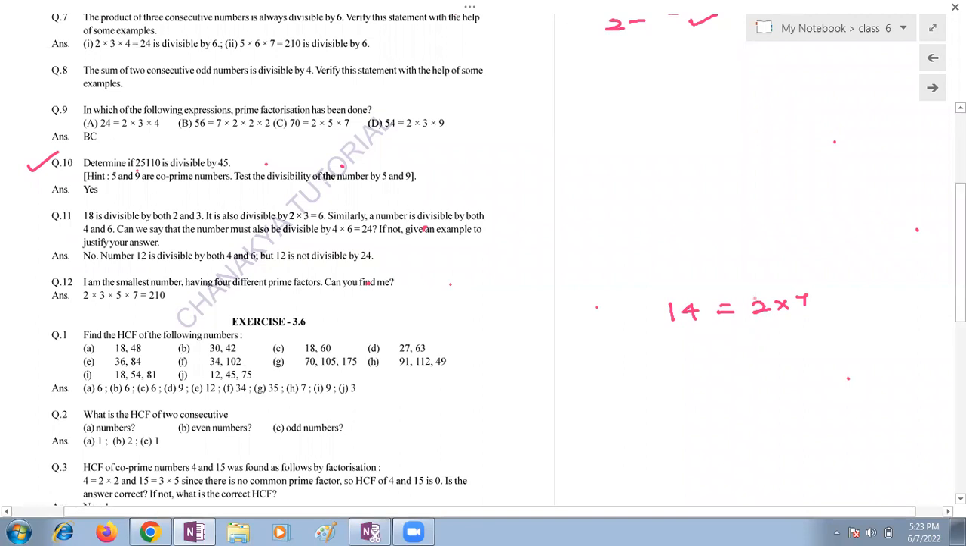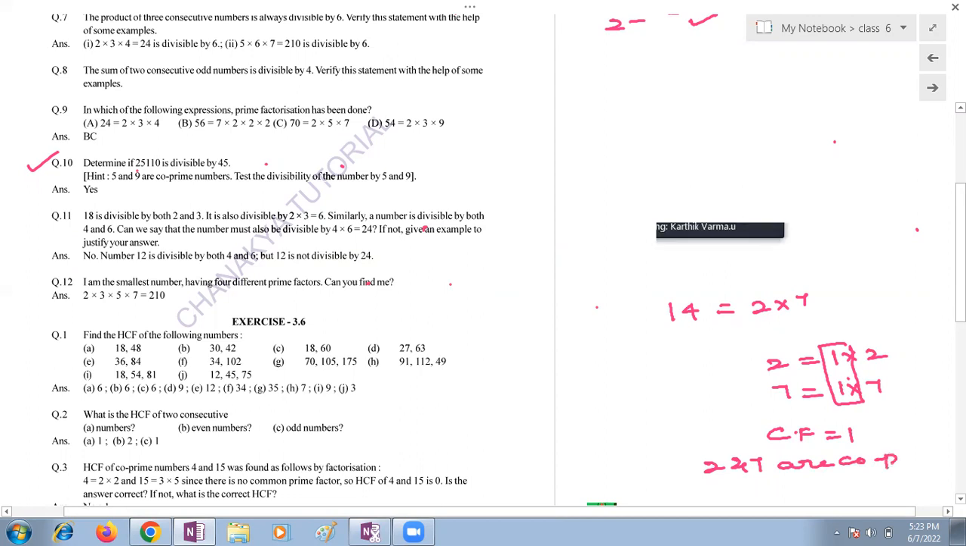Yes, ma'am. So suppose a number is divisible by 2. What are the factors of 2? 1 into 2. And the factors of 7 are 1 into 7. The common factor is only 1. So 2 and 7 are co-prime numbers. Yes or no, children? Co-primes.